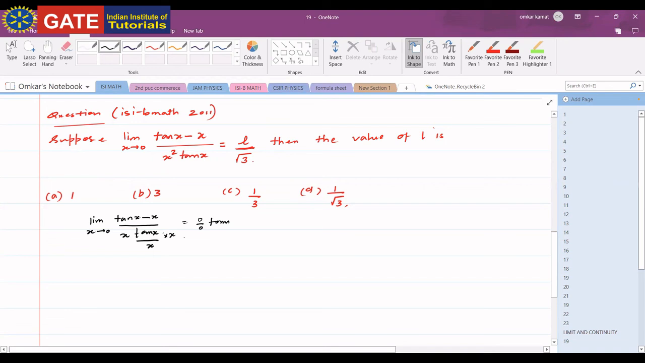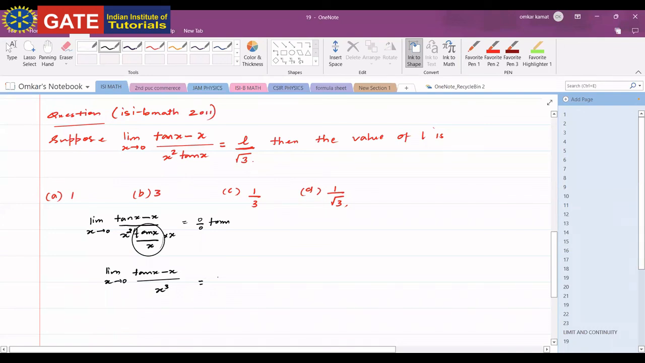Now, as limit as x tends to 0, this value is what? 1. This value is 1, no? Okay. So, limit as x tends to 0, (tan x minus x) divided by x cube. This x square and this x will become x cube. Now, try to substitute the limit, 0 by 0 form, and the tan x is eliminated. So now it will be much easier to solve.